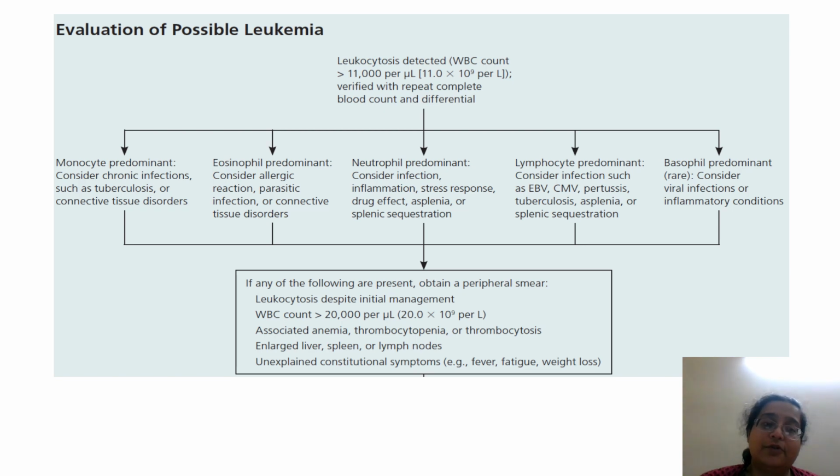If it's monocyte predominant and you think it's an infection, you can rule out viral infections, chronic infections, tuberculosis, and connective tissue disorders. Eosinophilia means there's allergy, parasite, or some connective tissue disorder. Neutrophilia: bacterial infection, stress response, splenic sequestration, etc. Lymphocytosis: again, viral, EBV, CMV, pertussis, even in typhoid you might get it. And then basophilia for TB or viral infections.